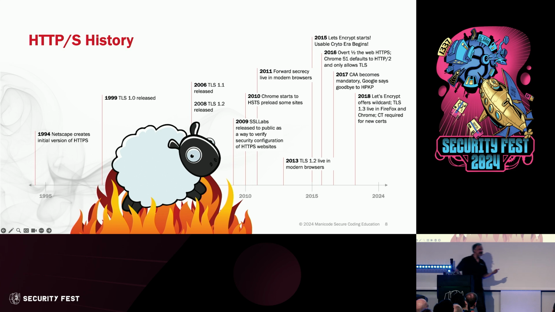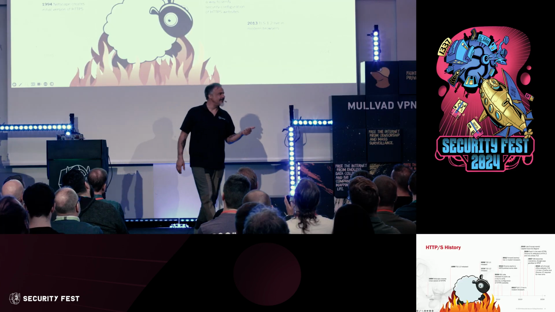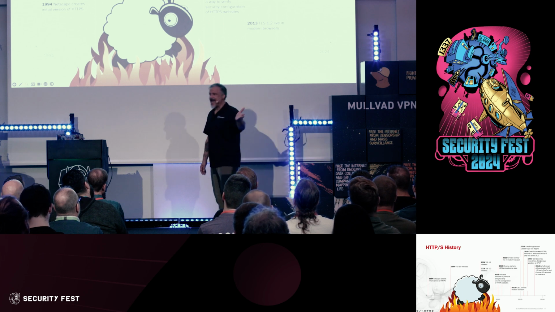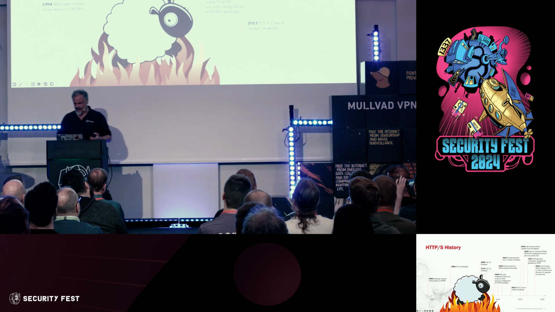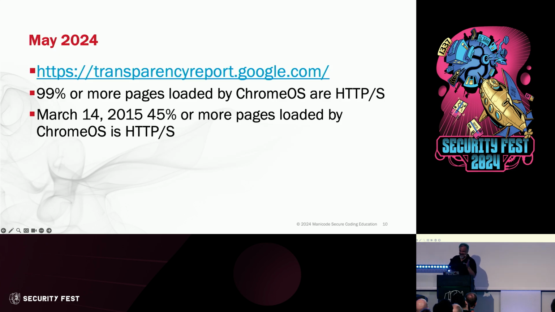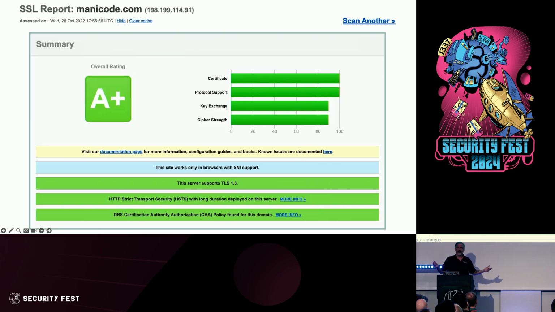We look at 1994, and HTTPS and the authority system was created as a hand wave, an afterthought, not serious engineering. And now today Chrome defaults to HTTPS when you type in a domain. 99% of every single page loaded by Chrome OS is HTTPS, and on Mac OS it's like 97%. And you go back to 2015, it was like 45%. SSL Labs is still the dominant evaluator of website security, and the difference is night and day.